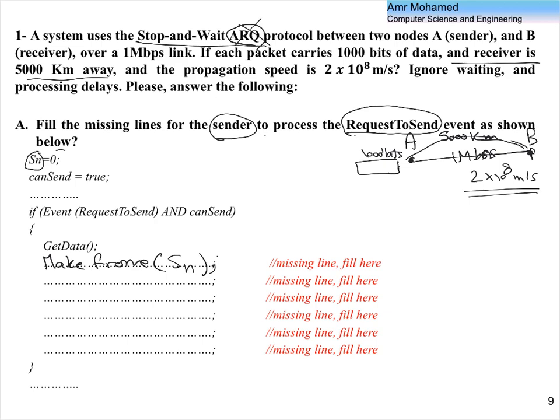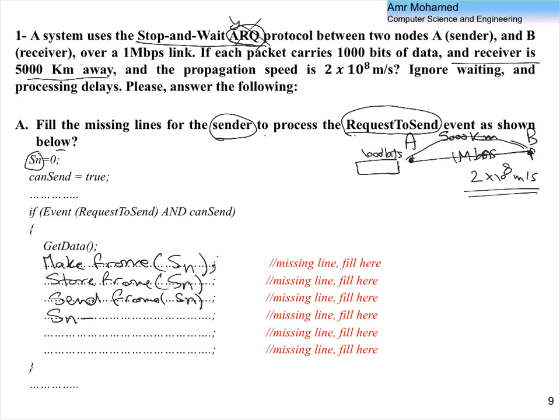So once I make the frame, I can just send it. However, for the case of ARQ, as we said, there is a possibility of error, in which case I have to store the frame. Okay, then I can send the frame. Once I send the frame, I can now increment the sequence number.